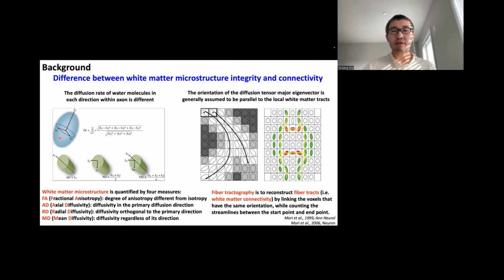In contrast to the white matter microstructure, white matter connectivity can be constructed by fiber tractography. This technology is based on another very basic principle, that the principal eigenvector of the diffusion tensor is supposed to be parallel to the local white matter tracts. We can reconstruct the fiber tracts by linking the voxels that have similar orientations, building continuous streamlines between the start point and end point. For example, if we start from this point and then move along the voxels with similar directions, we can very easily get the streamline between 2 points.